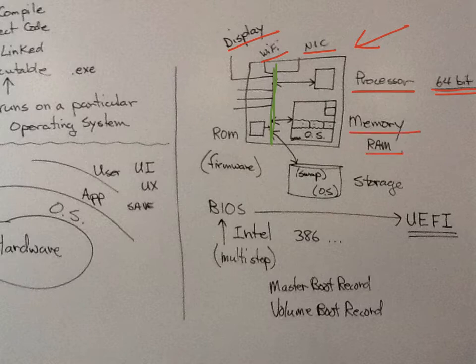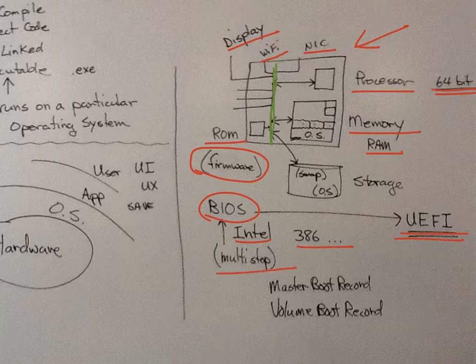Memory, random access memory, or read-only memory where the firmware is. BIOS, now we're using UEFI, the old Intel 386, master boot record, volume boot record. Not going to go into the details of that. A couple more things to mention up here.